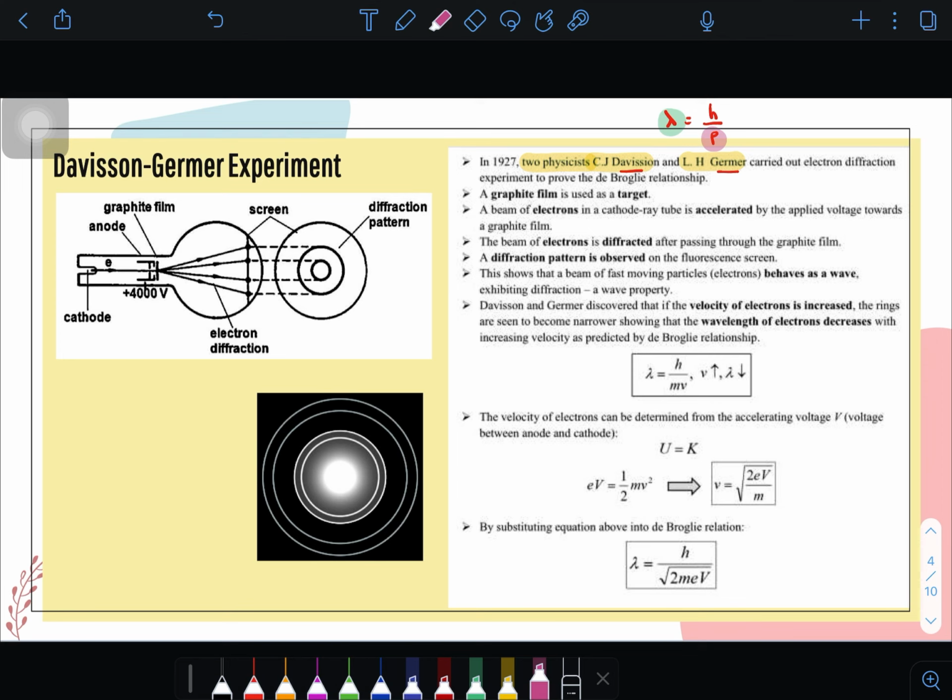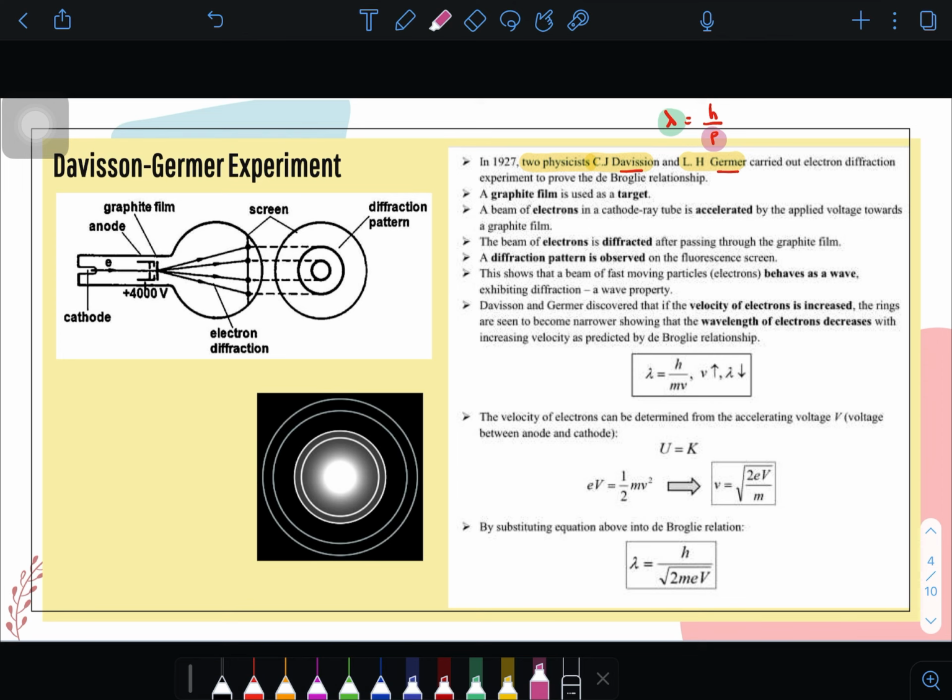Okay, so how this experiment is carried out? So a graphite film is used as a target. So di manakah graphite films? Here is my graphite films. Ini kita punya target. Okay, so this is our target dan bentuknya ialah crystal lattice. Crystal lattice shape. Okay, macam mana bentuk crystal lattice? Sekejap lagi saya tunjuk dekat kamu.